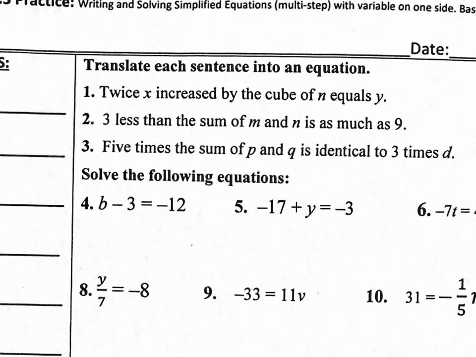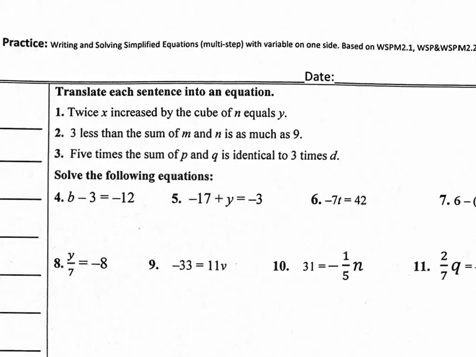So number 1, it says twice x increased by the cube of n equals y. It's a lot of words, a lot of math. What does twice mean? 2 times. So when you say twice x, you're really saying 2 times x, right? Now it says increased by. What does that mean? Like if I say I got $20, I want to increase it by 5, you're adding, right? So increased by means that you're going to be adding. So twice x increased by, that's a plus sign.